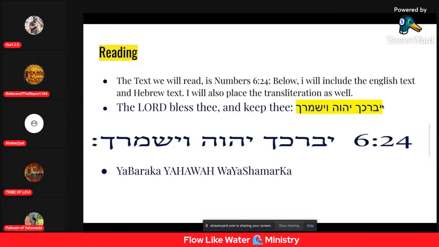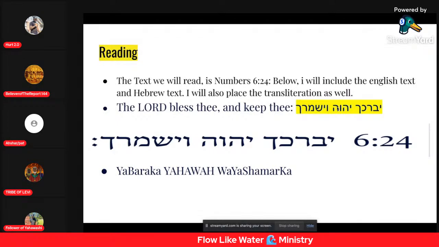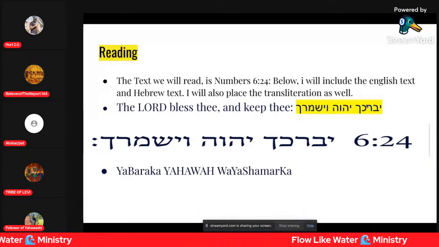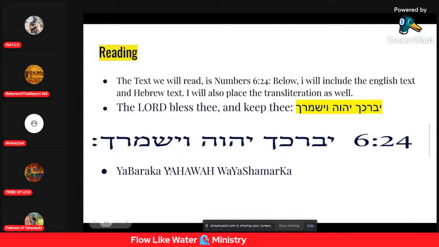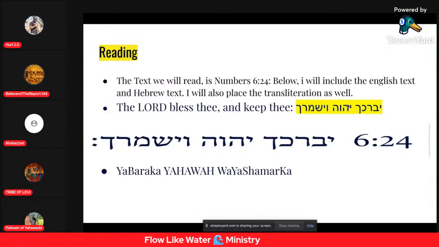is Yabaraka, the root being Barak. The next word is Yahweh, which is a proper name. That's the Most High's proper name. And then we have Wayashamarka. We're going to tackle these words in the next few slides, but just to make sure we get it read cleanly and clearly, I'm going to read it one more time, then we can move on. It reads, Yabaraka, Yahweh, Wayashamarka.